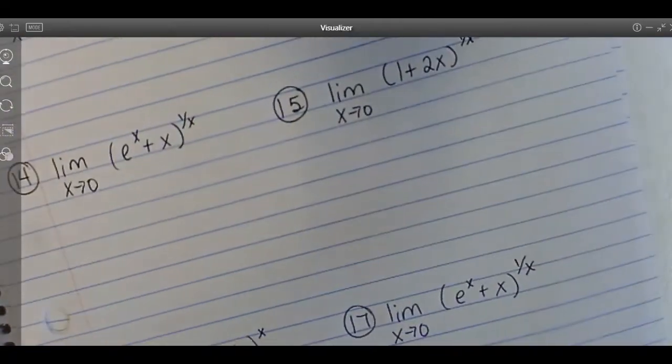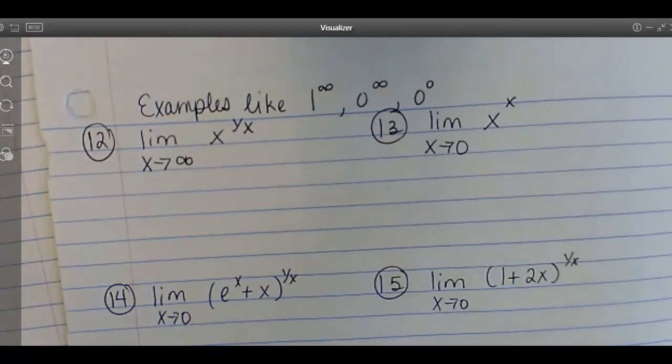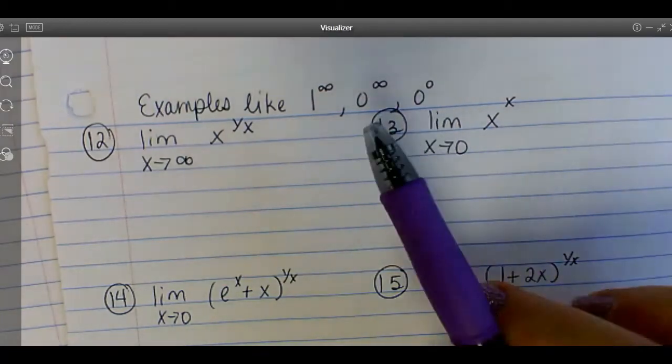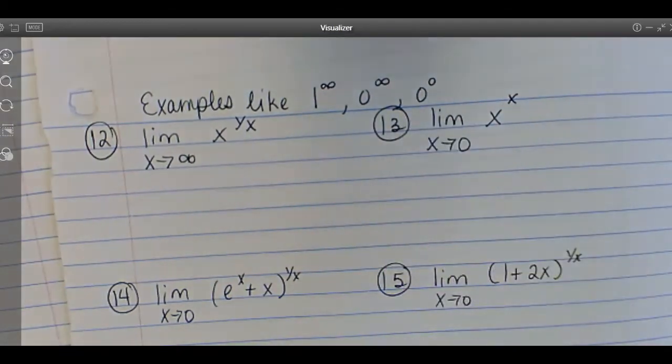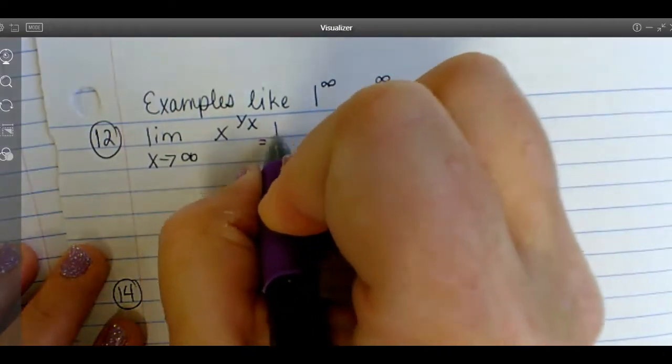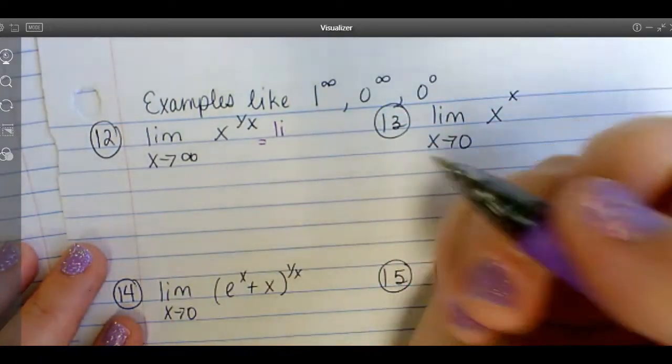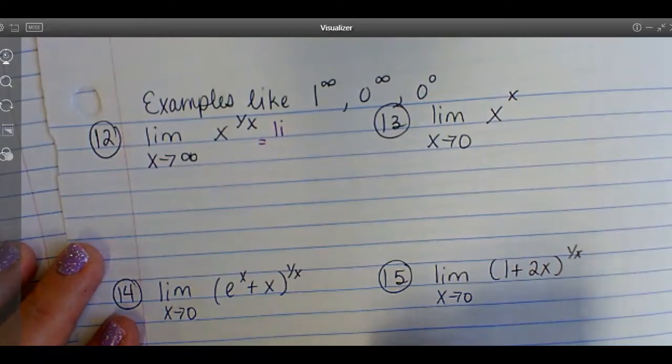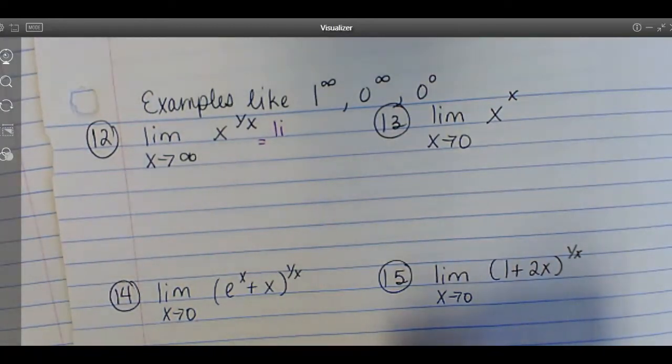Okay, we've got one more section to look at. And in this section, it's examples like 1 to infinity, 0 to infinity, or 0 to the 0. These are ones, again, that we think we should know what they equal, but we do not. We don't always know that, so there's a process that we have to follow to work those out. So on our first problem, notice we've got a power here. Anytime that you have a power, what you're going to do first is rewrite it, and you're going to take a natural log. That's what you're going to do.